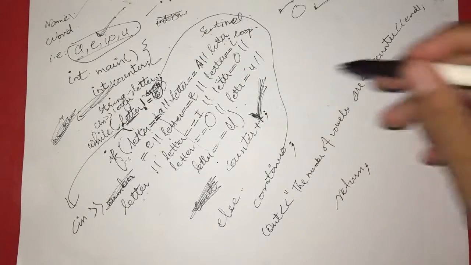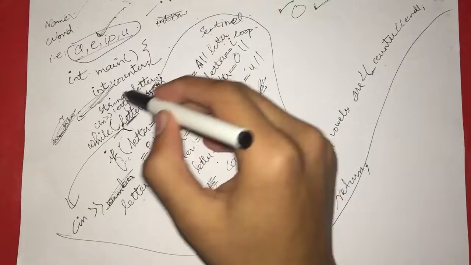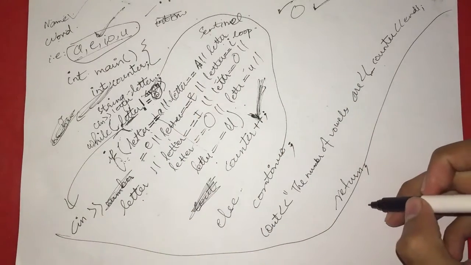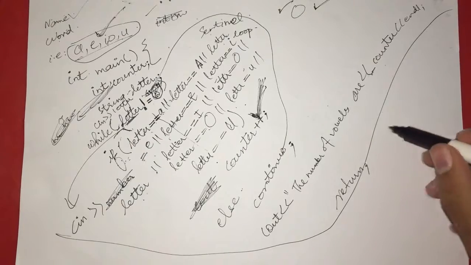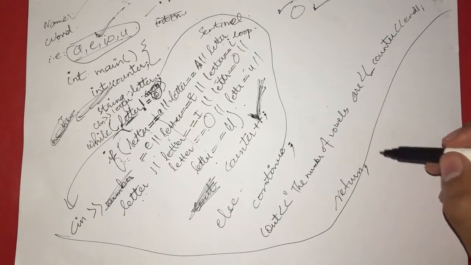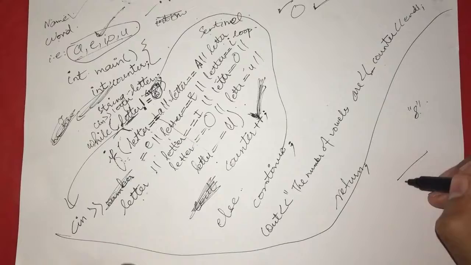When you run this program, it will ask you, I haven't written it here, but it will ask you to enter a letter, and when you are done, you just have to enter this ampersand. It will show you the number of vowels.